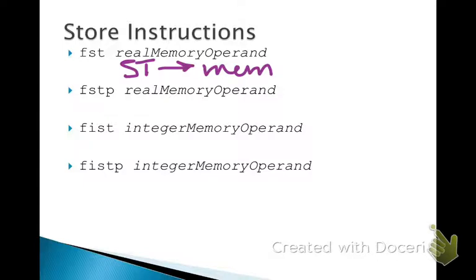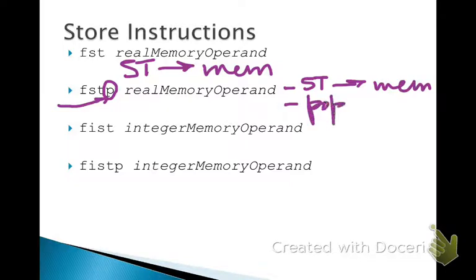In this case, I have a special version of float store that has a P suffix. This means pop the top of the stack when you're done. So in this case, this has two things that happen. Stack top goes to memory, and then we pop the top of the stack. Okay?